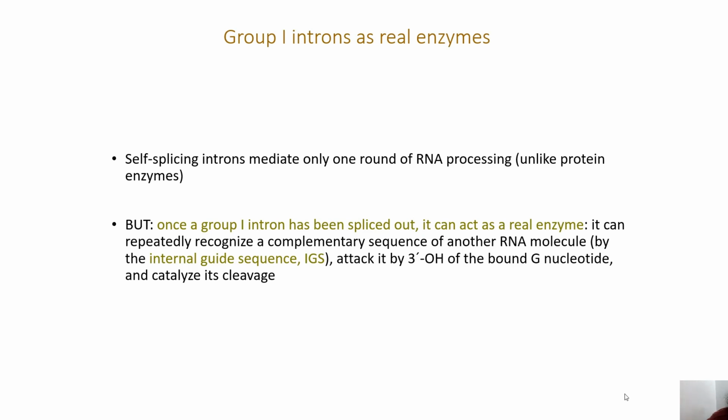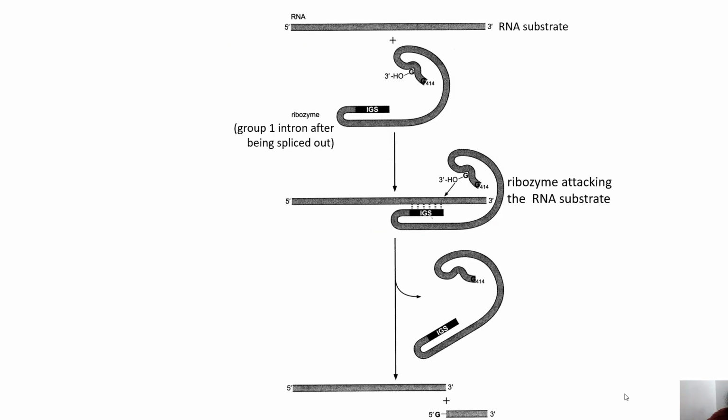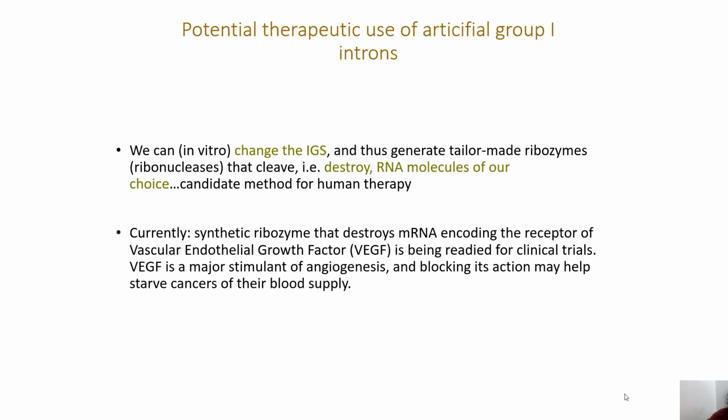Now, self-splicing introns mediate only one round of RNA processing, unlike protein enzymes. But once a group 1 intron has been spliced out, it can act as a real enzyme. It can repeatedly recognize a complementary sequence of another RNA molecule by the internal guide sequence, attacking the 3' OH of the bound G nucleotide and catalyzing its cleavage. So this is how the group 1 intron will look after being spliced out. This is a ribozyme attacking the RNA substrate.